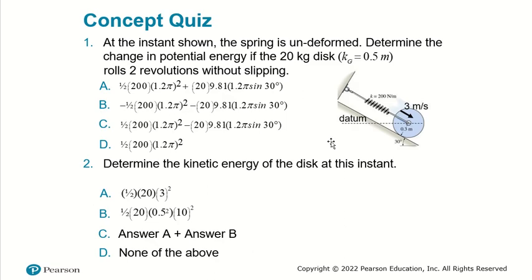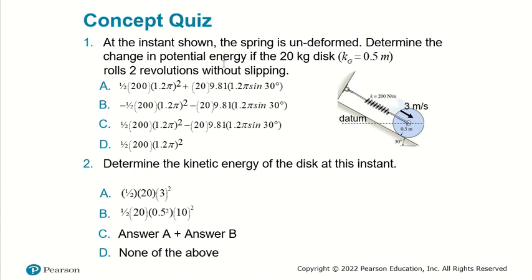Now we'll get into the concept quiz. And here, at the instant in this diagram, your datum is here. So when you carefully look at it, we're dealing with the spring. So you already know, half, and then k, of course, s squared. So if you use the equation, what this one wants you to find is the potential energy.